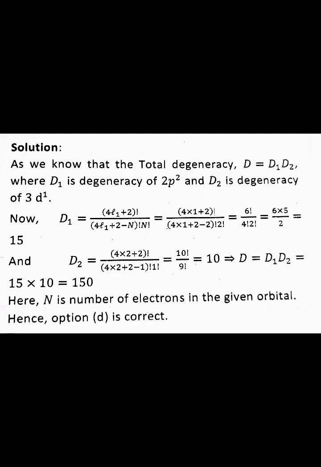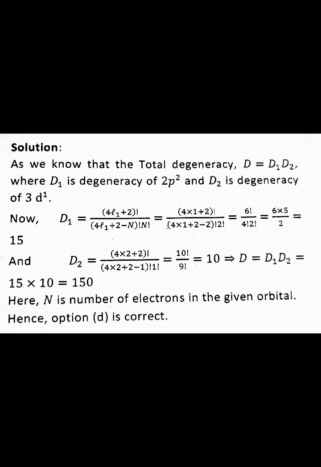And the general equation for the degeneracy is (4l plus 2) factorial divided by ((4l plus 2 minus n) factorial into n factorial). Therefore, here d1 is the degeneracy for 2p2. So for 2p2, l is equal to 1 and the number of electrons present is 2.